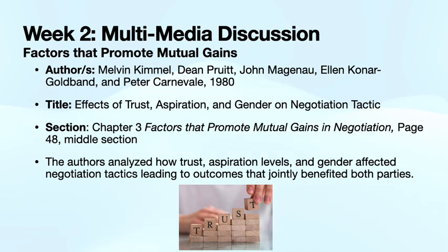The next set of authors are Kimmel, Pruitt, Maginot, Konar, Goldband, and Carnival. Their work is referenced in Chapter 3 under Factors That Promote Mutual Gains and Negotiation. And their article is called Effects of Trust, Aspiration, and Gender on Negotiation Tactic. Essentially, the authors analyze how trust, aspiration levels, and gender affected negotiation tactics. And what they found was that high trust and high aspiration levels led to successful negotiations in the form of direct information exchange. And why is this useful?